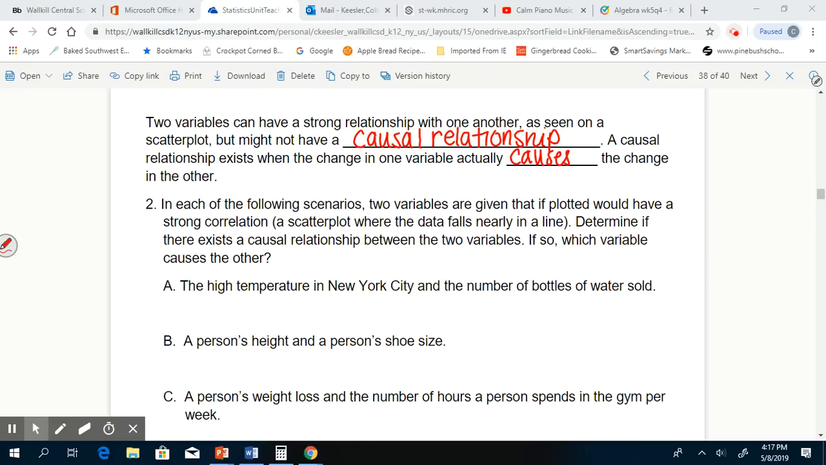So now on your own, you're going to go through number 2, and you're going to talk about whether each of those scenarios definitely causes the other scenario. So you're going to talk about whether it's causal or not, and answer the questions that follow and go formative. And then you're going to try number 3 as well.